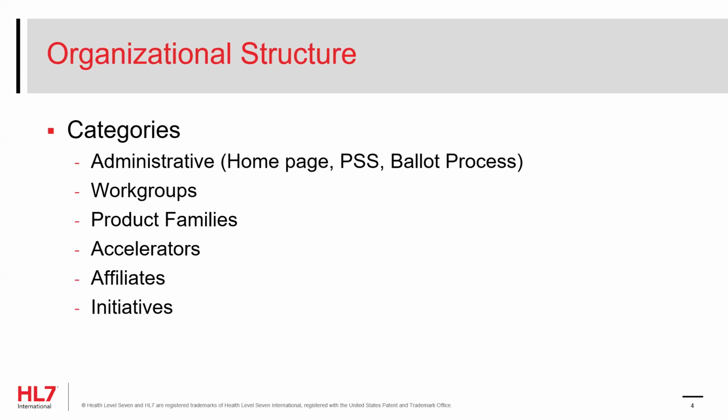Next, I want to talk about organizational structure before we get into searching. And this is important because it helps you know how the HL7 specific content is mainly divided inside of Confluence. So the broad categories are administrative. This would be things like the home page, which we just looked at, the PSS process, and the ballot process. The next are work groups. We have product families, the accelerators, affiliates, and the initiatives.